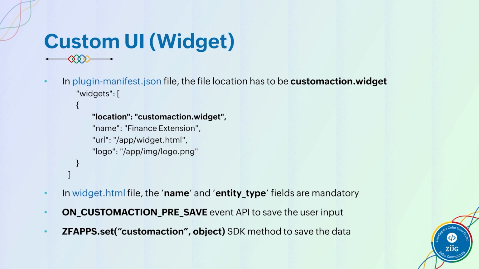Once the validation is done, the SDK method zapps.setCustomAction will be called to gather all the information provided in the UI and provide it to the custom script which you will be creating as part of your custom action. So these are the mandatory fields and methods that a developer should include while building a custom action for Zoho Books.